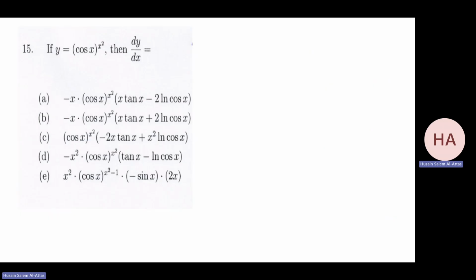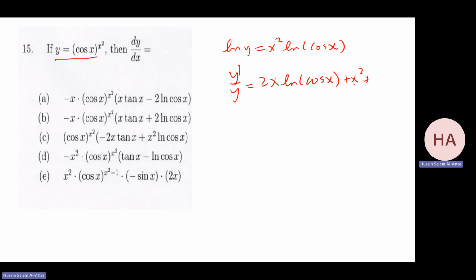Calculation. Okay. y equals cosine x to the power x squared. Differentiate it or take ln. ln y will be x squared ln cosine x. Differentiate: y prime over y will be 2x ln cosine x plus x squared times what? Cosine x, minus sine x.